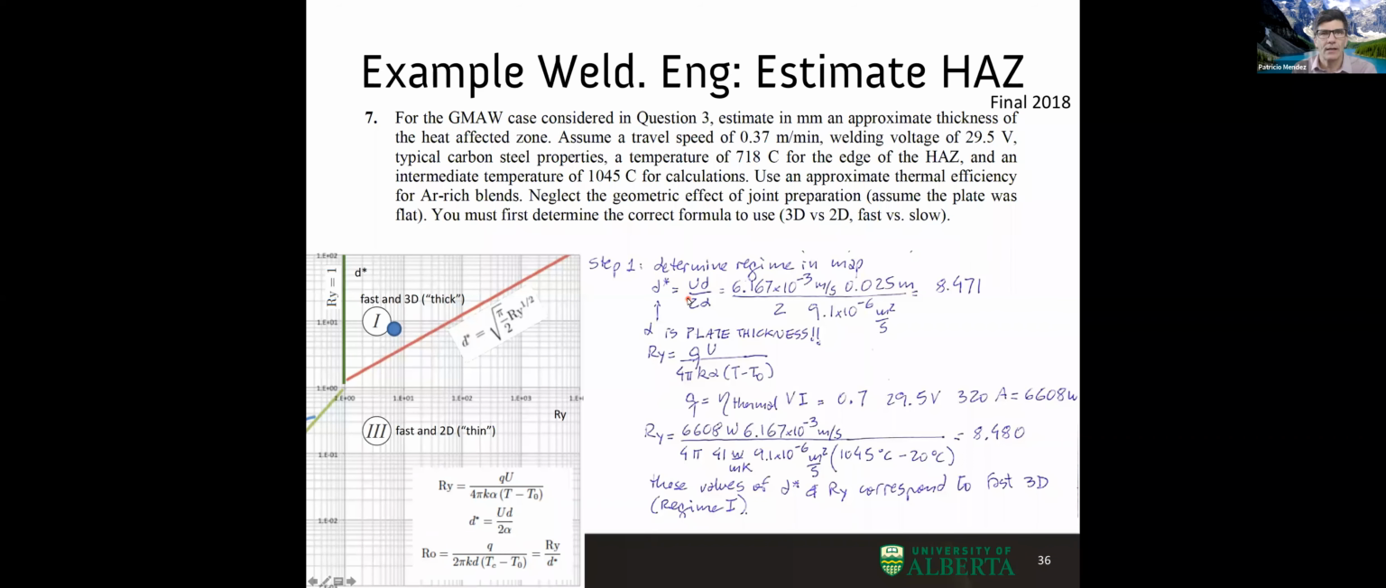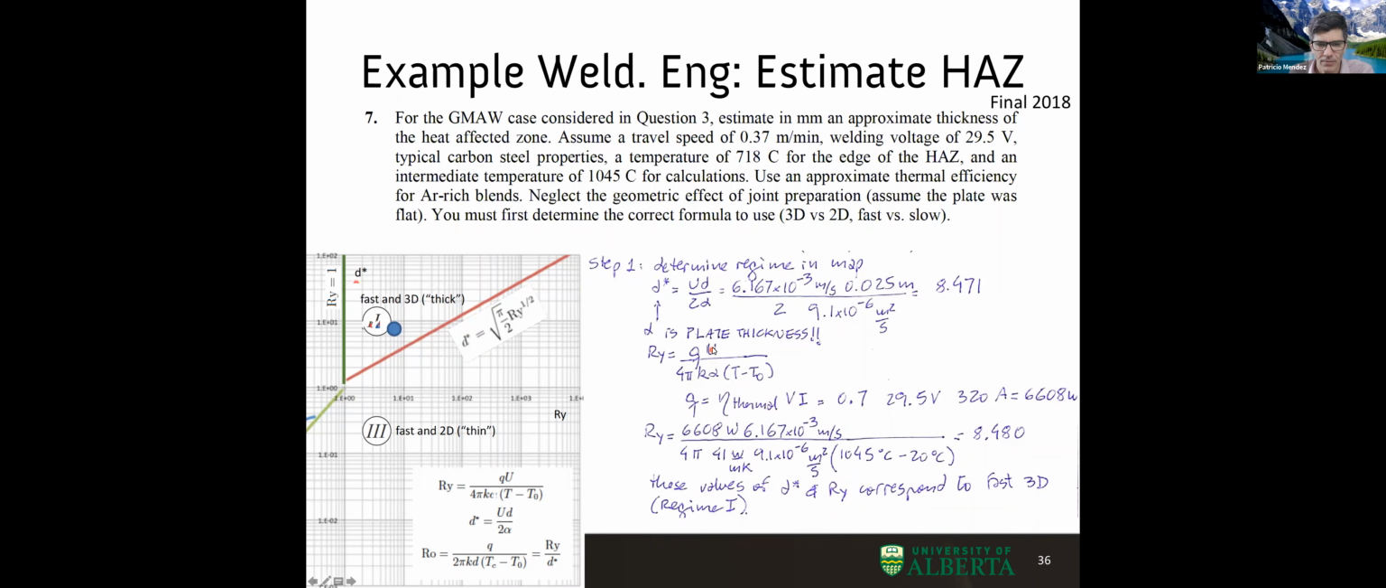Now we need the other coordinate. So in this case D star is 8.471. This is 1, 2, 3, 4, 5, 6, 7, 8. So the D star is about this height. This is in log scale. And then we need to calculate the other coordinate. We need to calculate those two things to be on this map. The formula for it, we have it here.